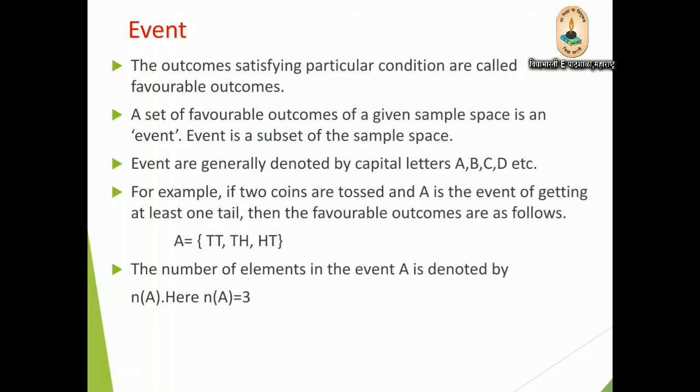Here the event A is getting at least one tail. At least one tail means one tail or two tails. Hence, the event A is written as A = {TT, TH, HT}. There are three sample points in A and therefore n(A) = 3.